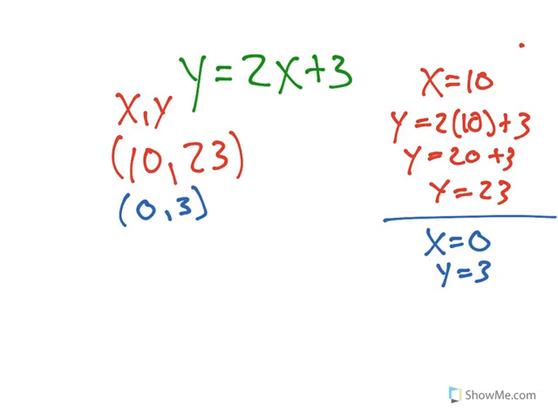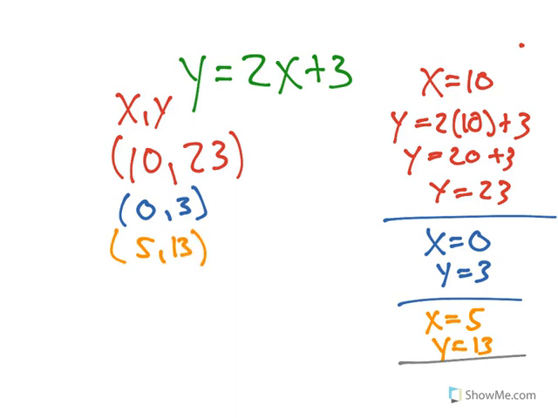Then we say, well, what if x is equal to, I don't know, 5? Well, if x is equal to 5, then y is equal to 2 times 5 plus 3. So 2 times 5 is 10, and 10 plus 3 is 13, so (5, 13). And let's pick a negative number. Let's say x is equal to negative 4.